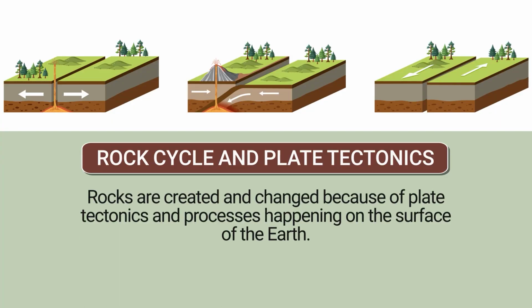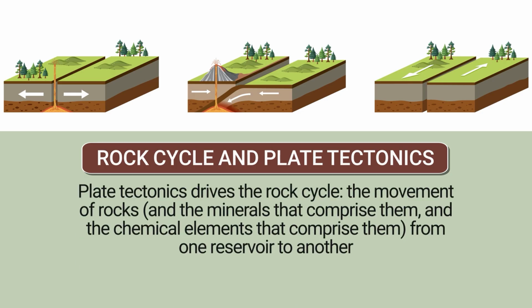This transformation, this movement requires energy, and as I said to you, the primary source is the radioactive energy. It is also the gravity, it is also the sun's energy for the external processes which take place. Now, rocks are created and changed because of plate tectonics and the processes which occur on the surface of the earth. Plate tectonics drives the rock cycle, the movement of the rocks and the minerals that comprise them and the chemical elements that comprise them from one reservoir to another. This is the way the rock cycle occurs.